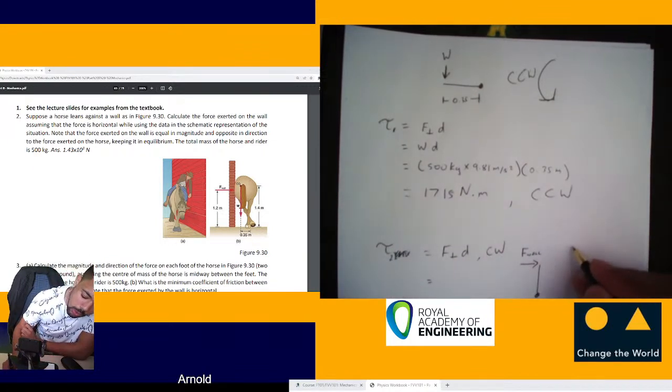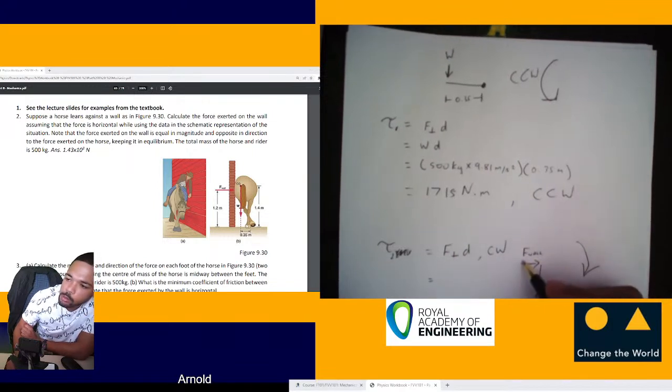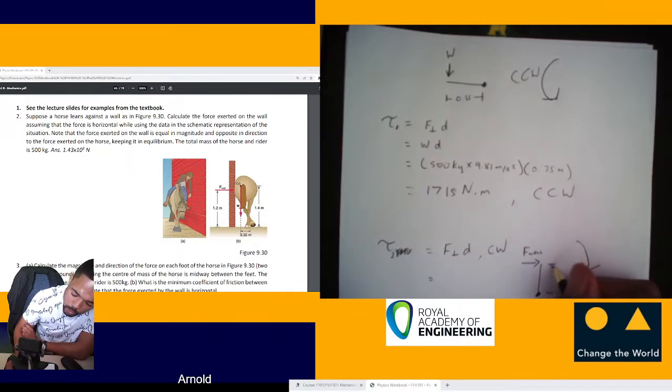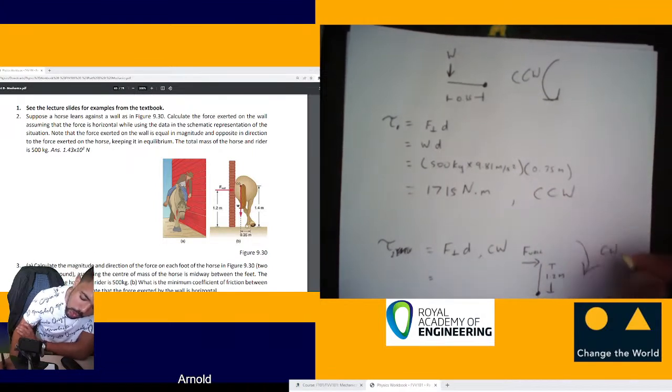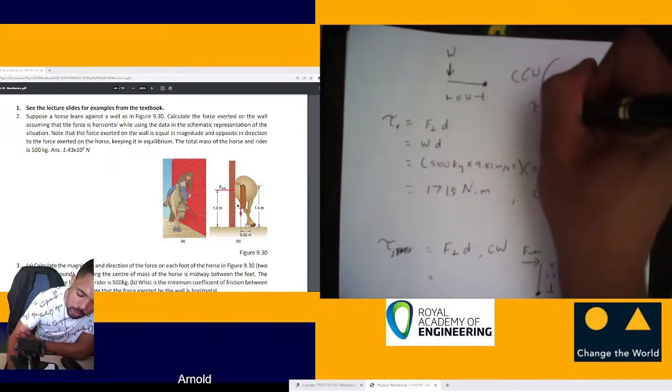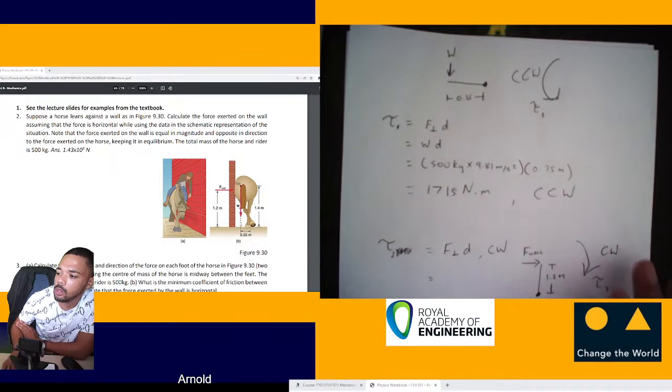Now this thing is in equilibrium, meaning that the clockwise torque must be equal to the counterclockwise torque. The clockwise torque is caused by the force of the wall. The wall is pushing at a distance of 1.2 meters above the pivot point, which is the toes, and it's going to cause a clockwise torque. Torque number 2 is clockwise, torque number 1 is counterclockwise. I hope that makes sense.